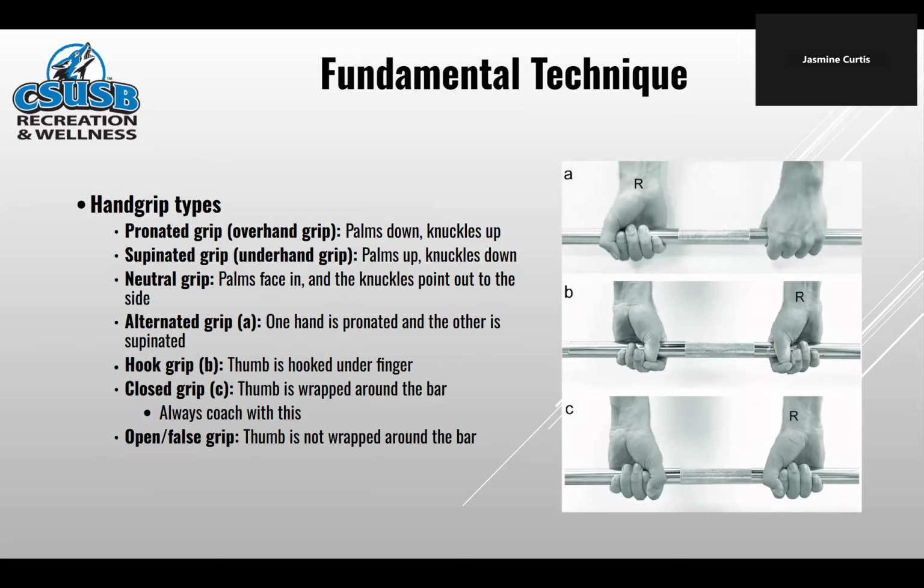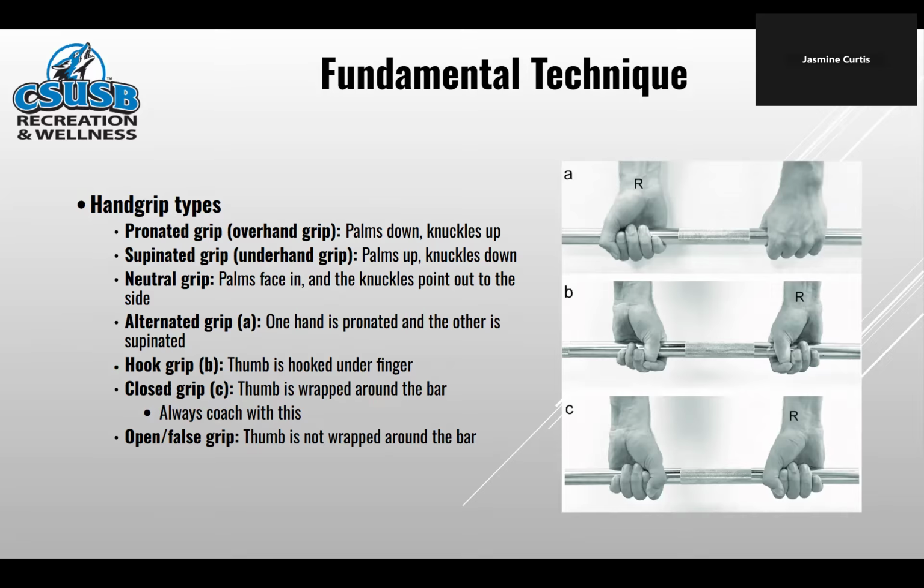We're going to talk about hand grip types. So there are a lot. What is A? A is going to be our close grip. Isn't that nice? B is our hook grip. Oh, sorry. A is our alternating grip. That was a silly moment for me. Okay. But A is alternating grip. The R on that left hand is saying that that's the right hand. And so it's trying to show that it is alternating grip.